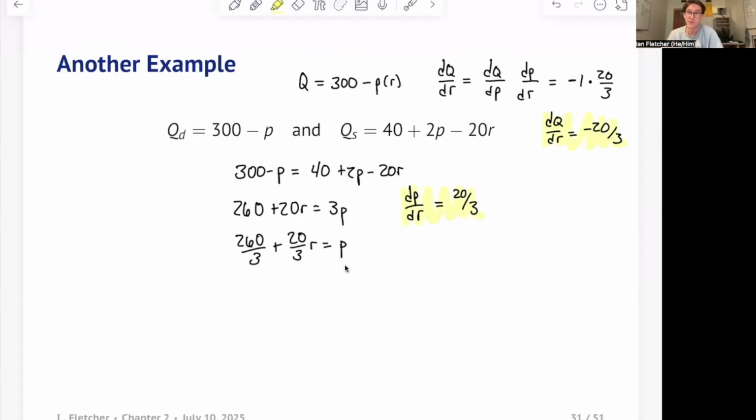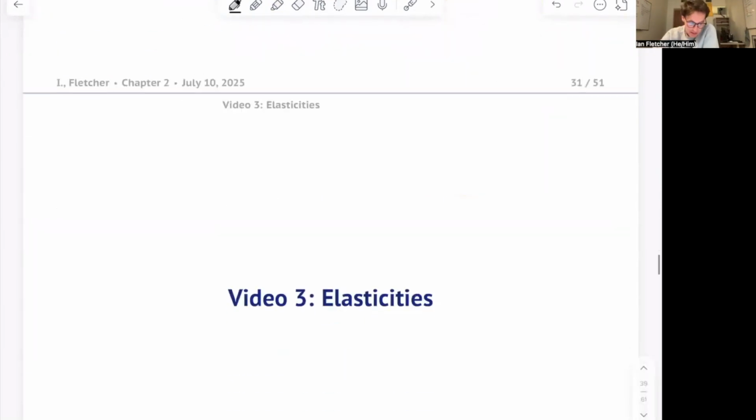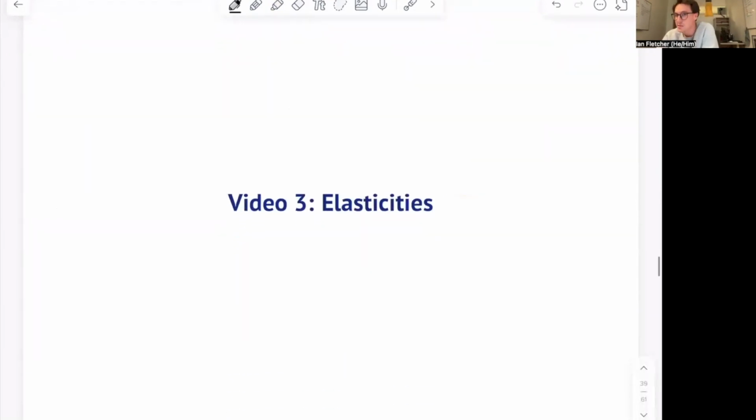And again, you could do that for Qs if you wanted to, but it's just easier to do it, in my opinion, with the quantity demanded, because it's only one term. You would definitely have to control for this extra effect here, but it would be fine. And so, yeah, that is essentially the elasticities. Well, that will take us to the elasticities.